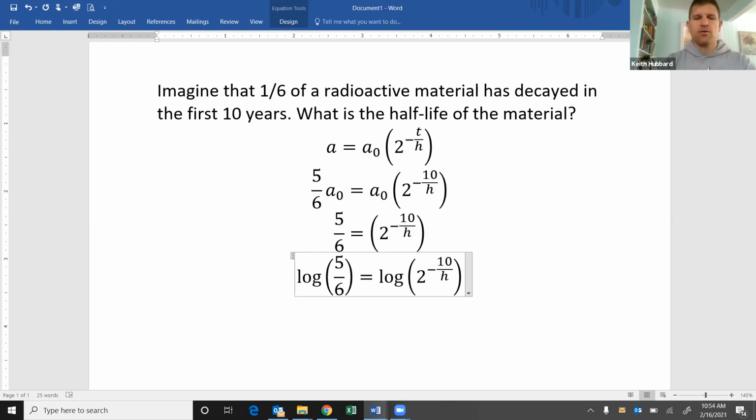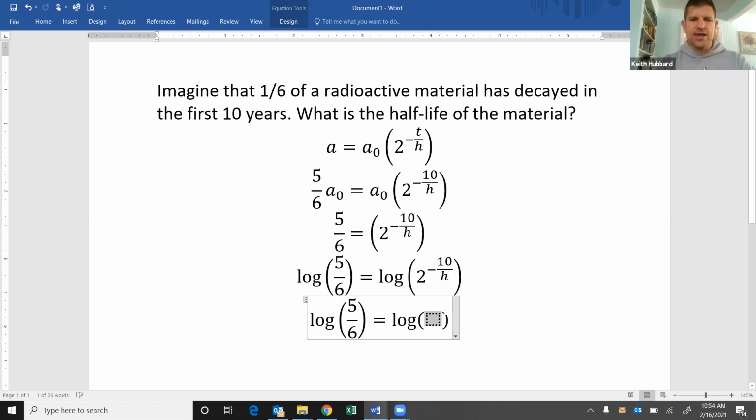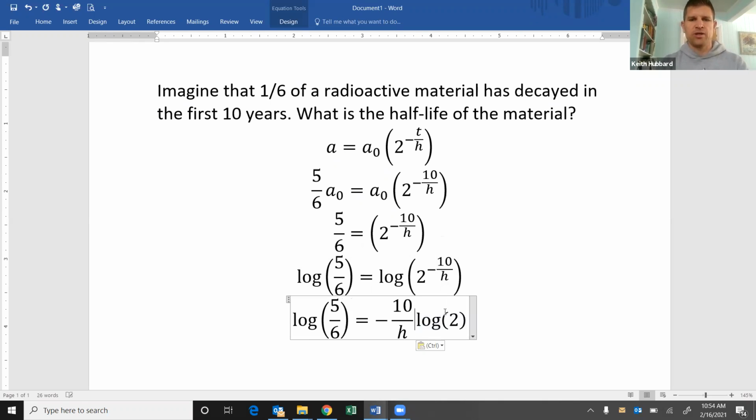Okay, now here's my equation, but remember I've got a variable in the exponent, and the whole purpose of the power rule is to get things out of the exponent of logs. So I'm going to copy the exponent there and paste it out in front. That's what the power rule allows me to do, right? Take that exponent, put it out in front.